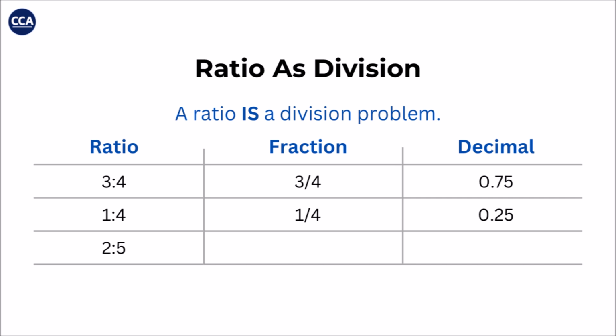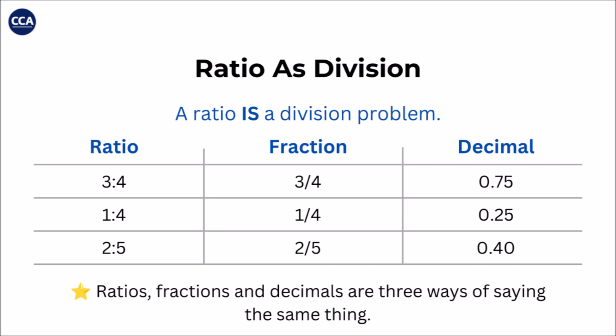And one more, the ratio 2:5. 2 divided by 5 equals 0.4. So, 2:5, 2 over 5, and 0.4 are all equivalent expressions. This is why your decimal series and ratio series connect directly. The skills build on each other.